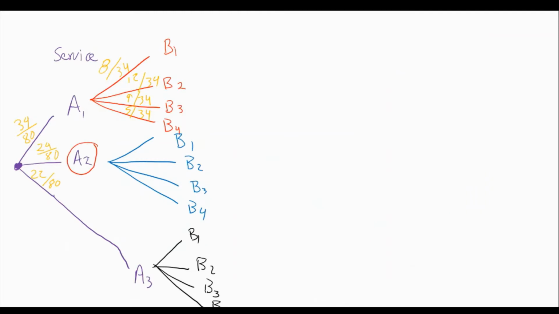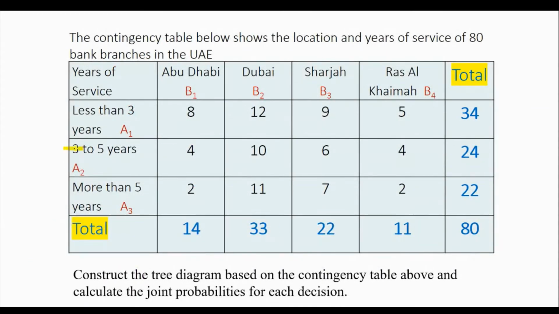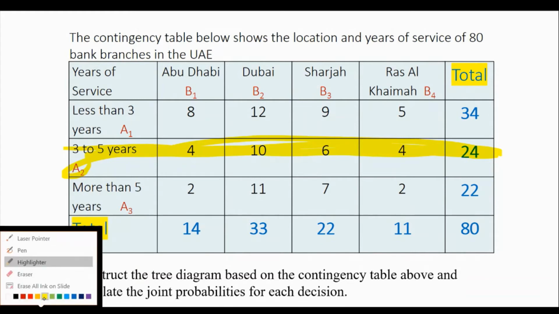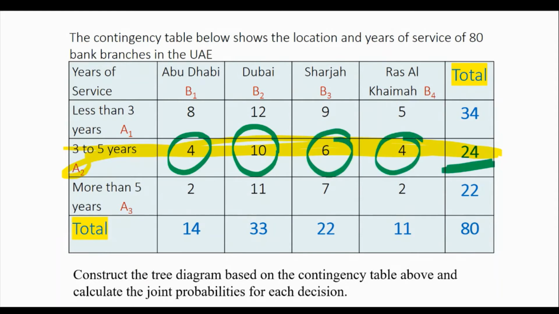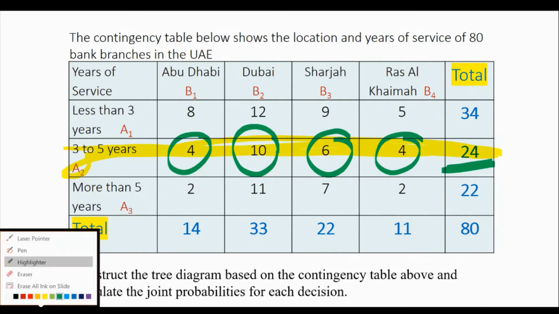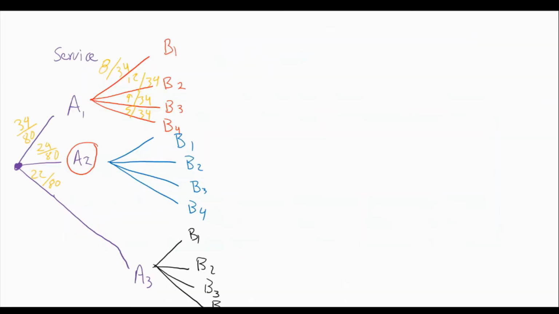Let's talk about A2. Okay, what is A2? We're talking about the branches that have been in service for 3 to 5 years. Now we're going to see how many are in Abu Dhabi, Dubai, Sharjah, and Ras Al Khaimah out of a total of 24. Okay, so A1, B1, A2, B1 is 4 of them. So this is 4 out of 24.